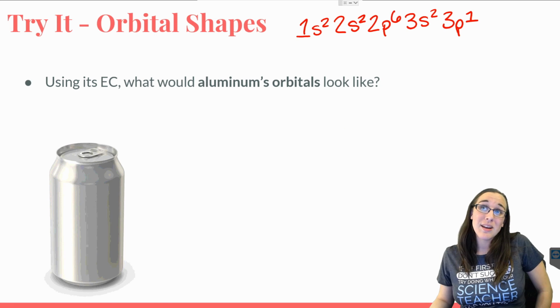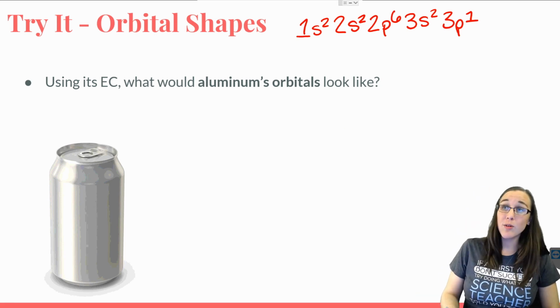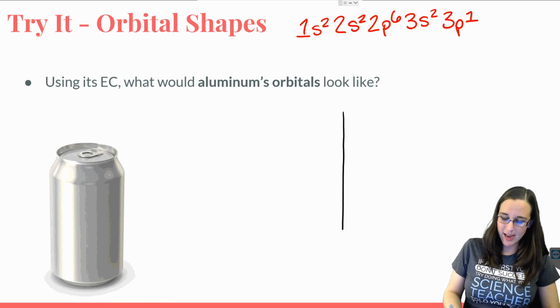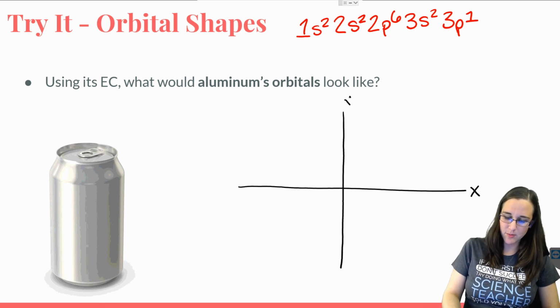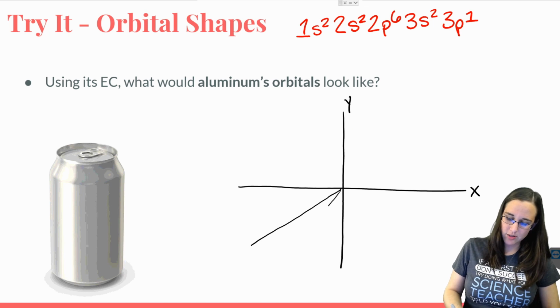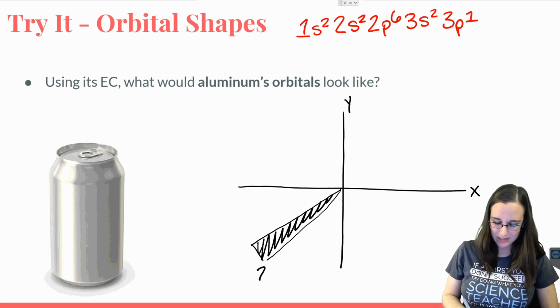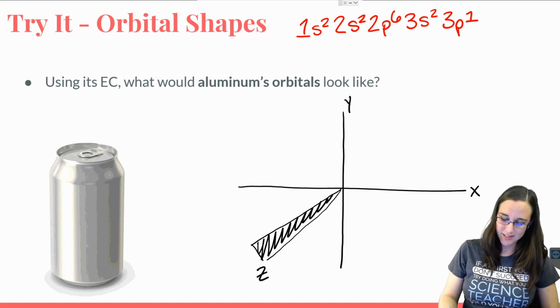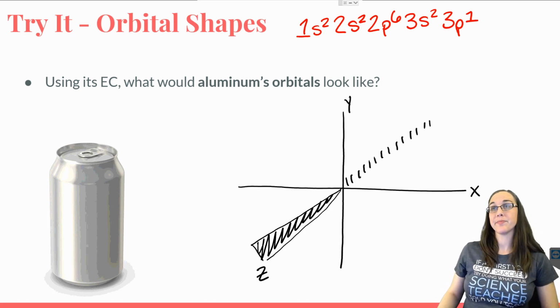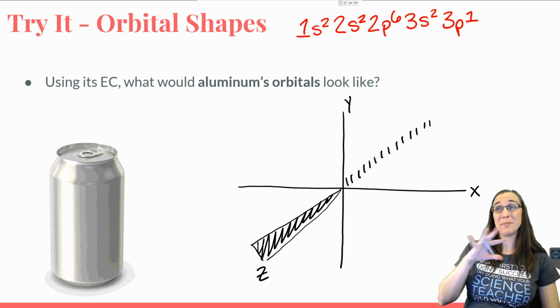Now that we know what its electron configuration is, we can also write its orbital shapes. In order to draw the orbital shapes, we need an X, Y, and Z plot. So we have X, Y, and in chemistry, we use a wedge to show things coming out at us. So that would be coming out at you. That would be your Z. And we use dashes like this to show things going away. This would be our 3D plot.